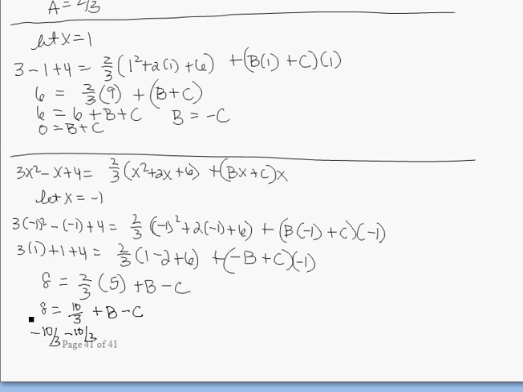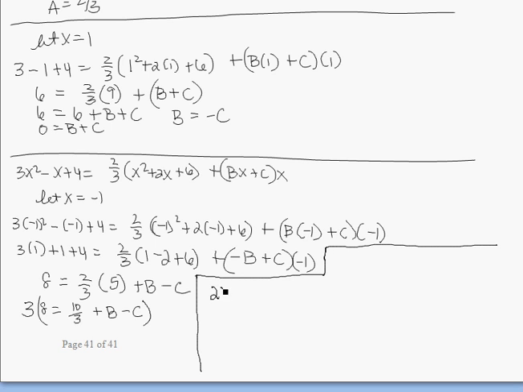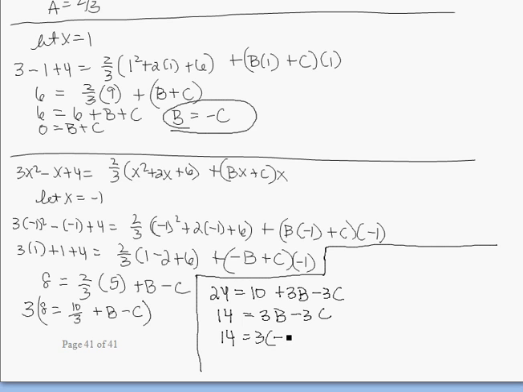If I subtract 10/3 from both sides, actually I don't want to do that. The smarter thing to do is multiply this whole thing by 3. That gives me 24 equals 10 plus 3b minus 3c. Subtracting 10 gives me 14 equals 3b minus 3c. We know that b is equal to negative c, so I'm going to put in 3 times negative c minus 3c. Oops, that's 3c.